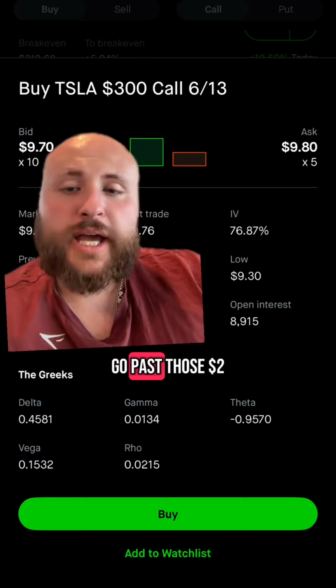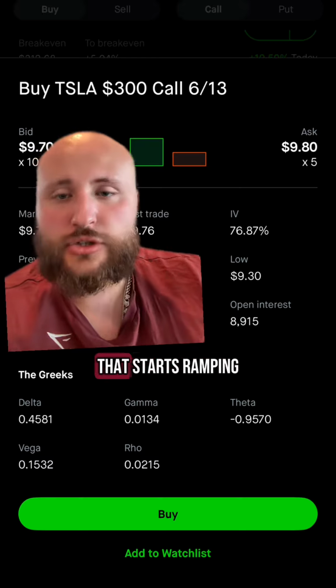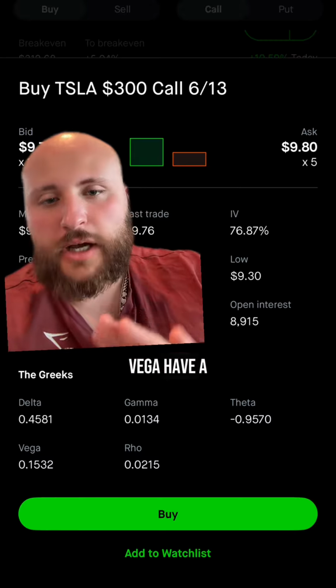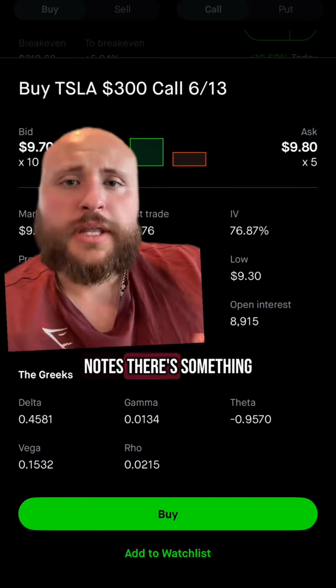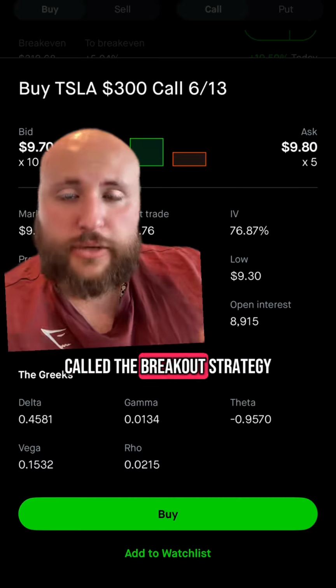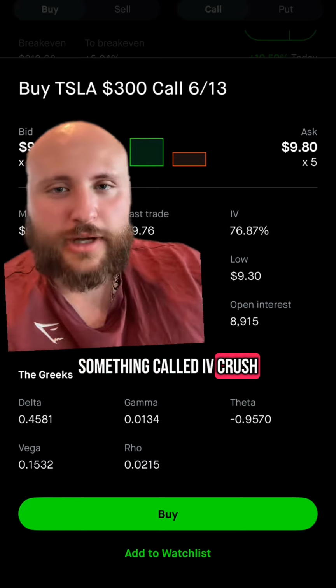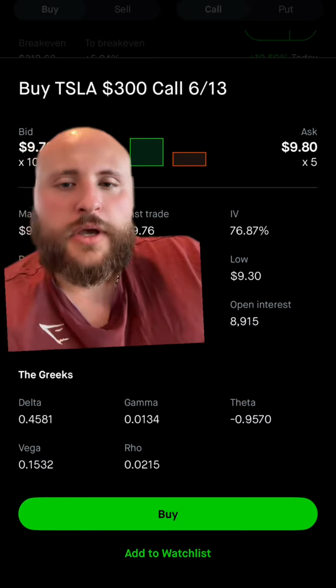But once you go past those $2, then you have your implied volatility that starts ramping everything up. And Rho and Vega have a little play with that. So some key notes. There's something called the breakout strategy, and there's also something called IV crush. So let's begin with talking about the breakout strategy.